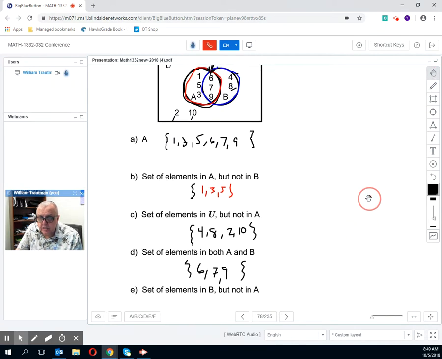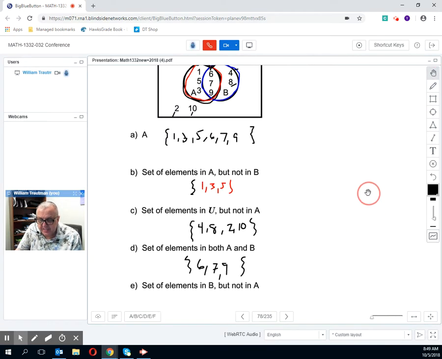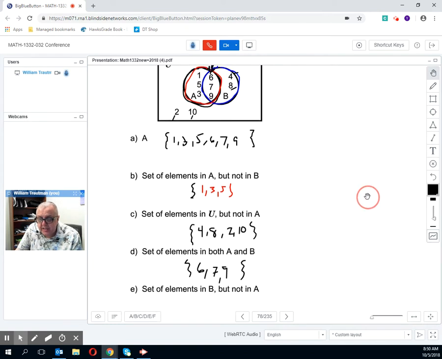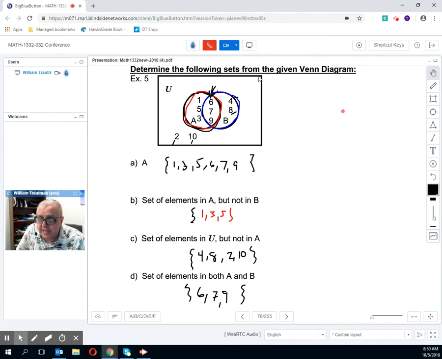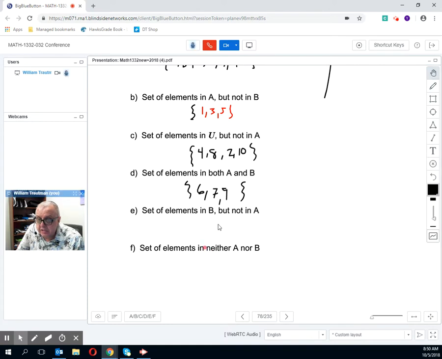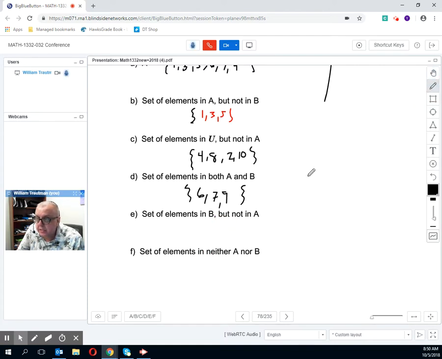We got more. If I can scroll up and down. Set of elements in B that are not in A. So what are the elements that are in B but are not in A? That's 4 and 8. They're in B, but they're not in the red circle. So that's 4 and 8.